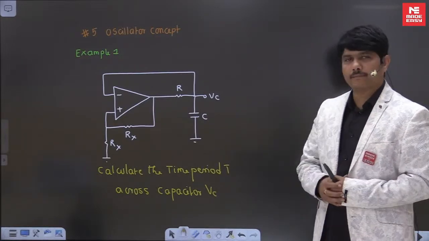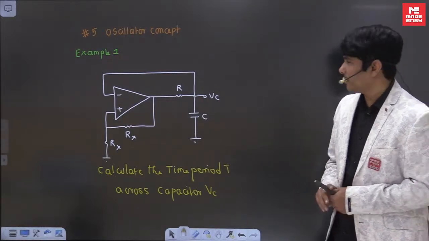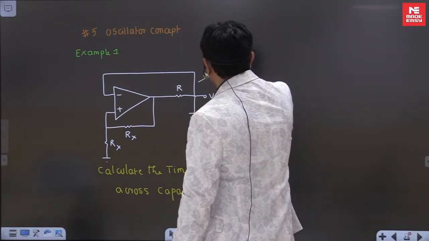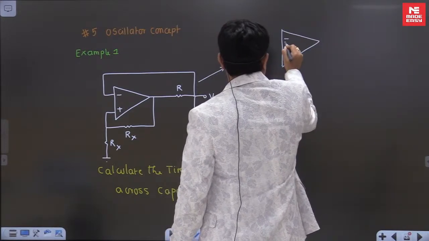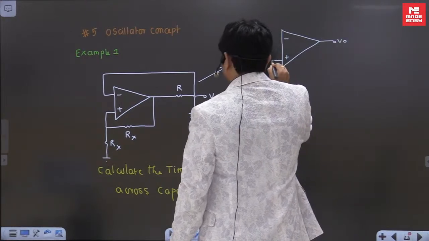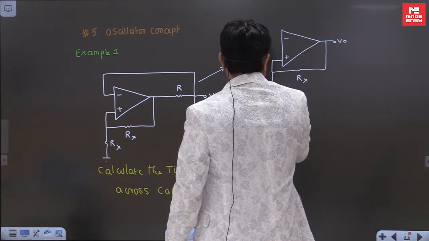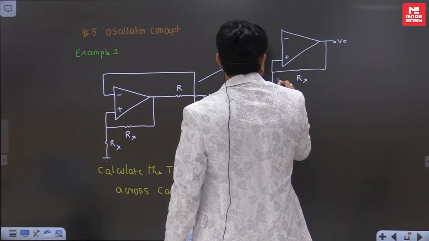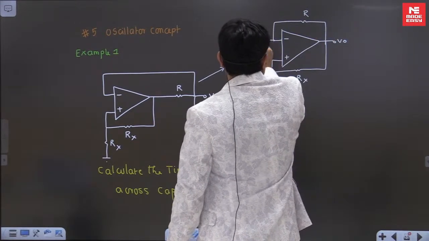See how I designed this circuit. This is an astable multivibrator. You have to recognize it. Perfectly, if you see this circuit, I can write it in a proper manner like this also. There is no worry. This is negative, this is positive. Okay, this is the output of the op-amp. We have some Rx, and we have some Rx. It's a positive feedback. And we have some resistor R. And we have some capacitor C.